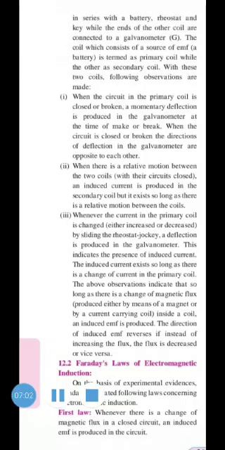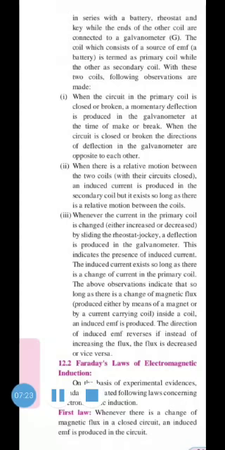Now secondly, when there is a relative motion between the two coils, here the two coils are at rest, and induced current is produced in the secondary coil, but exists so long as there is relative motion between the coils.